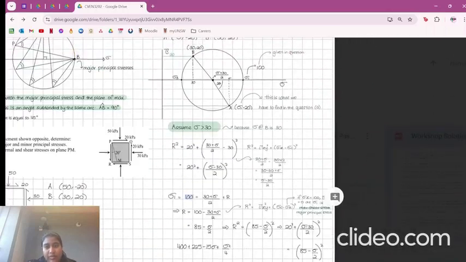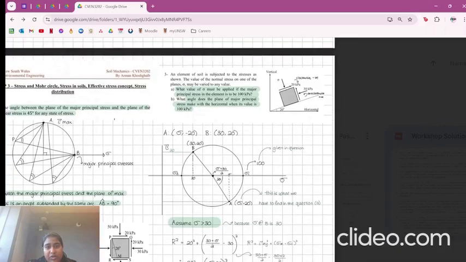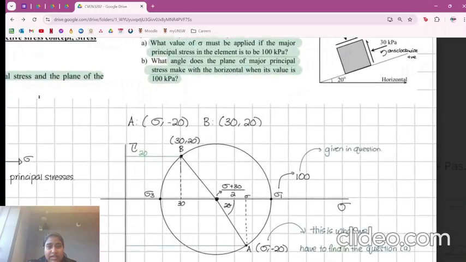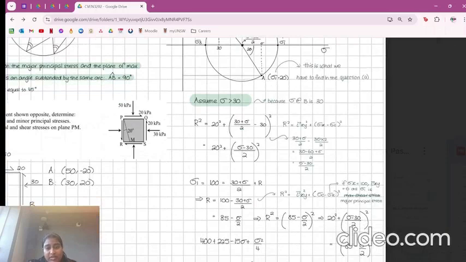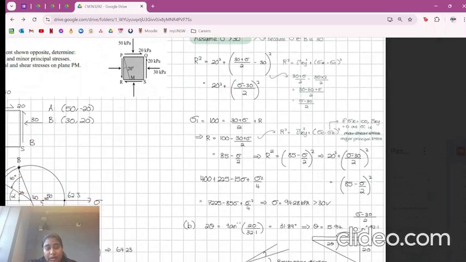Okay, so let's look at part B, because you'll notice that in that first question, we didn't actually have to touch the angle of rotation, which I mentioned before was 20 degrees, right? And that's because in part B, they're asking what angle does the plane of the major principal stress make with the horizontal when the value is 100 kPa. So again, we're assuming that the sigma 1 value here is 100.